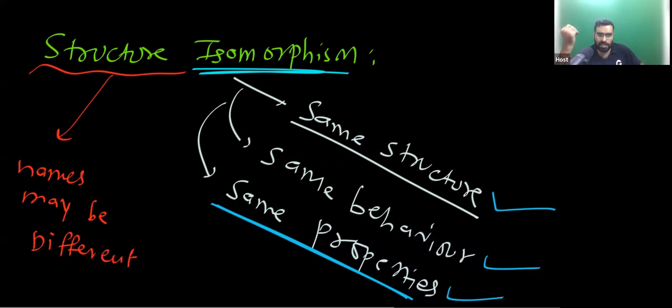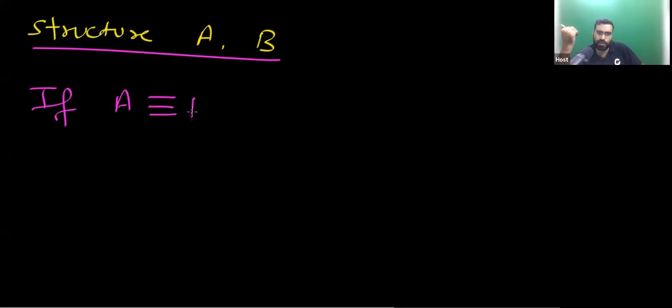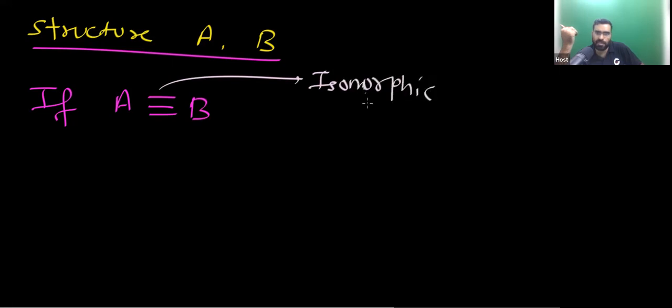Okay, so you tell me one thing. A simple question I'm asking. If you have two structures A, B, and A is isomorphic to B, this is the symbol for isomorphic, then what can you say? They will have the same properties. Agree with me?